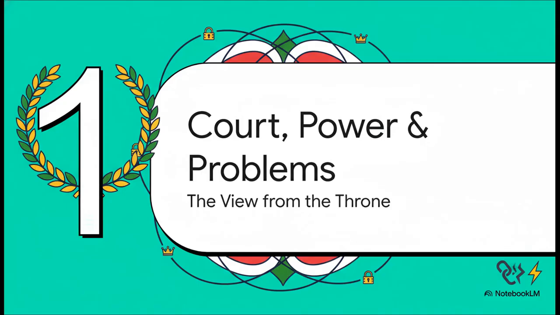Okay, part 1, the view from the throne. To really get this era, you have to understand the political machine at its heart. We need to figure out how Elizabeth actually managed to hold on to power, who was in her inner circle, and what kind of challenges she was constantly fighting off.